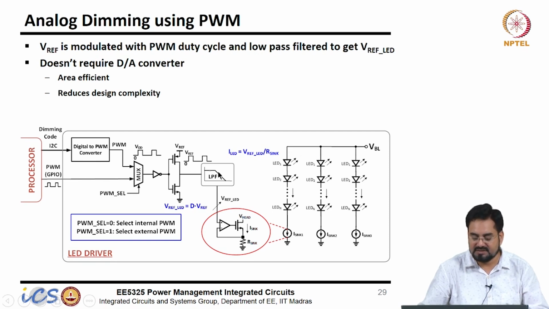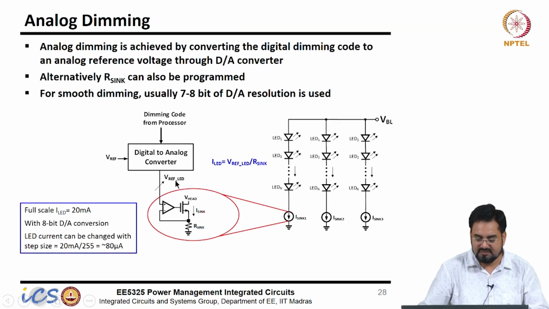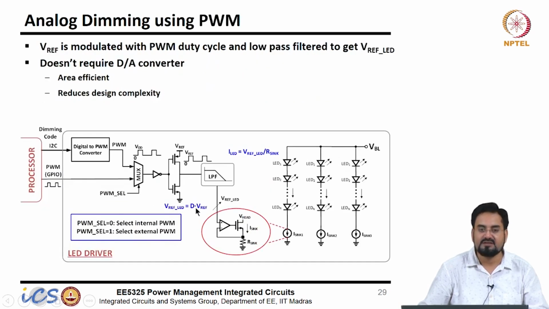Now if I pass it through a low pass filter, then the reference voltage which is generated from this will be nothing but D times Vref. Just like here, your Vref LED was depending upon the code, now it will depend on the duty cycle. So this will automatically be varying when you vary the duty cycle of this PWM.